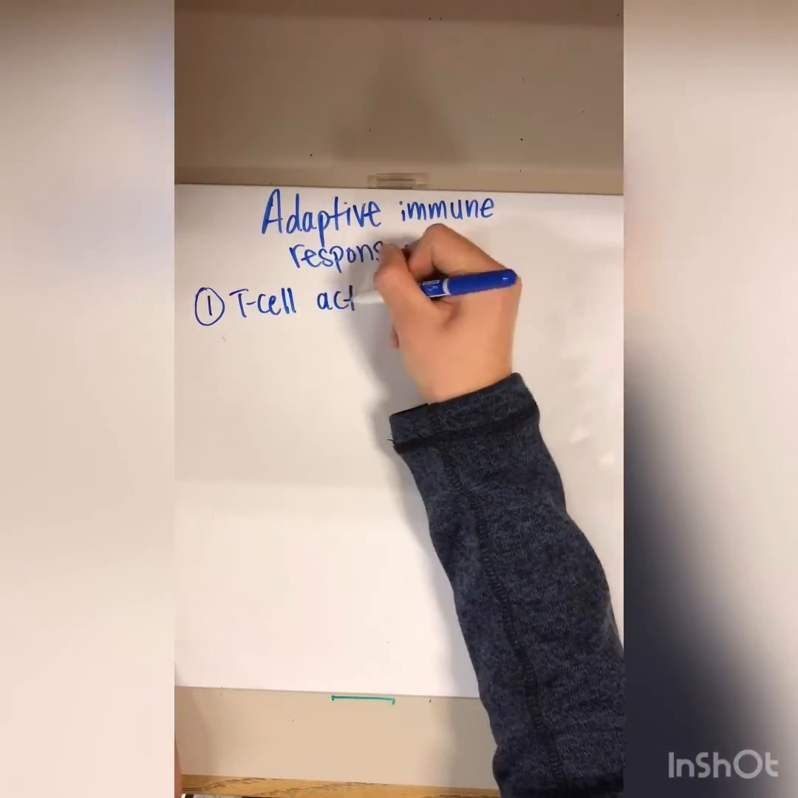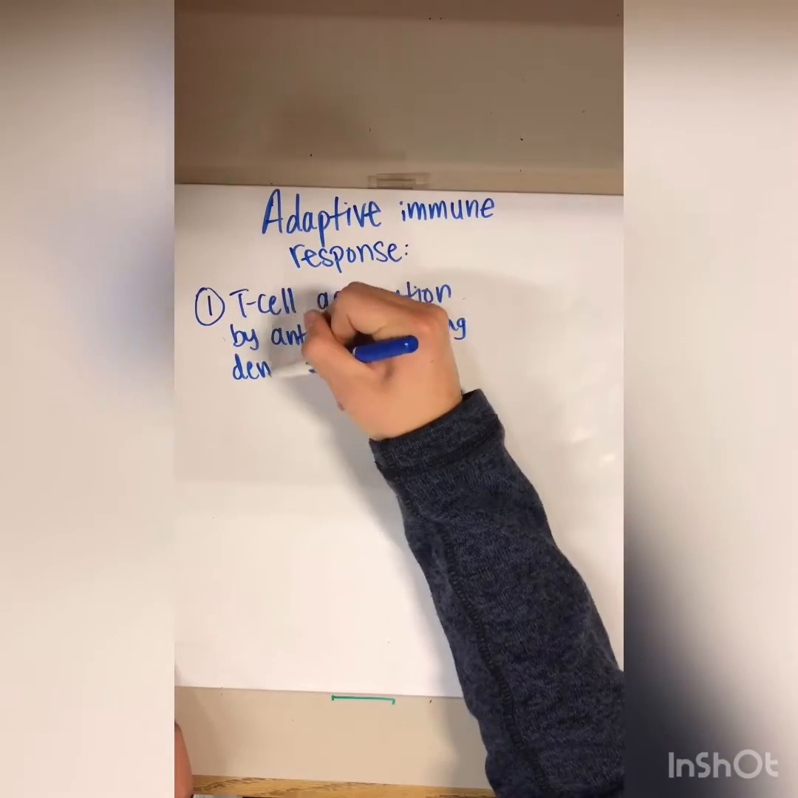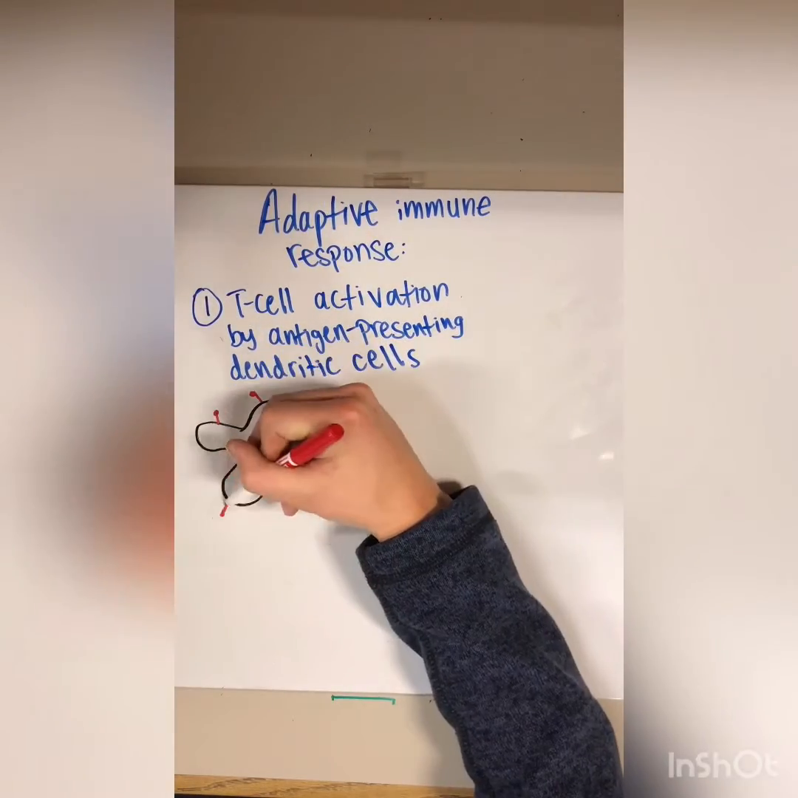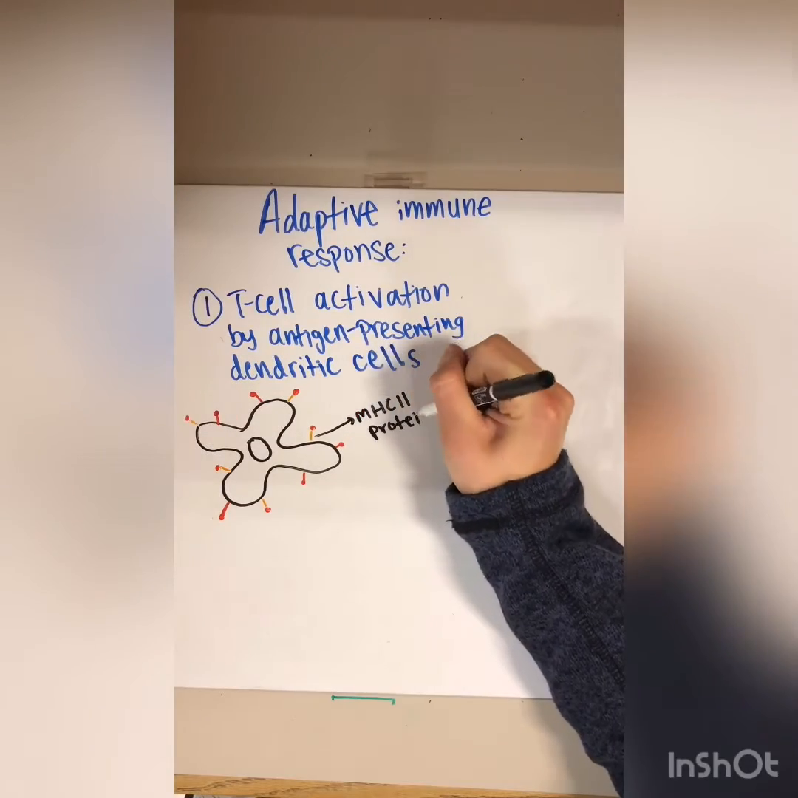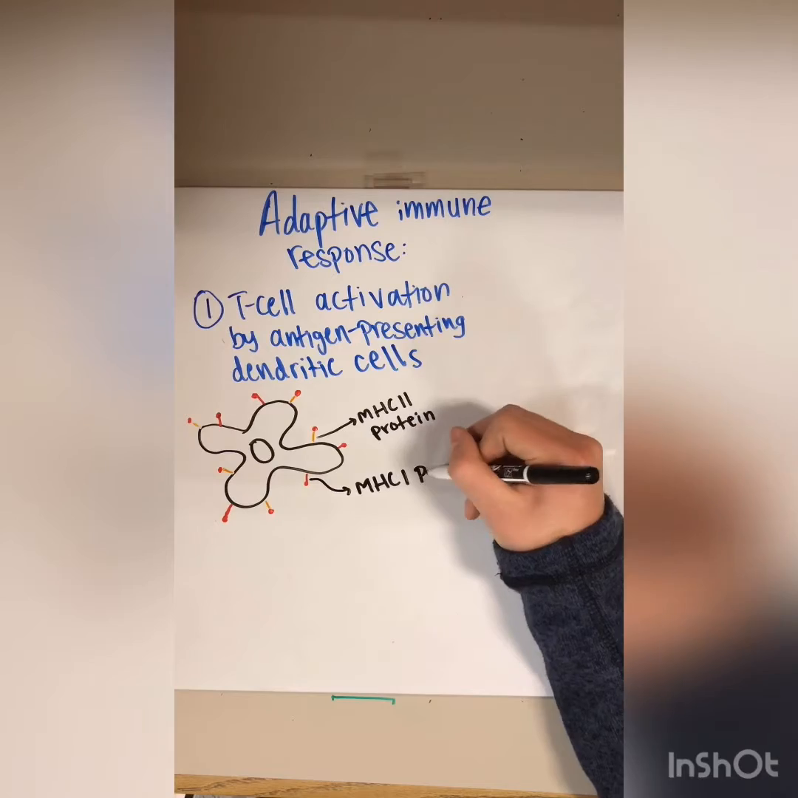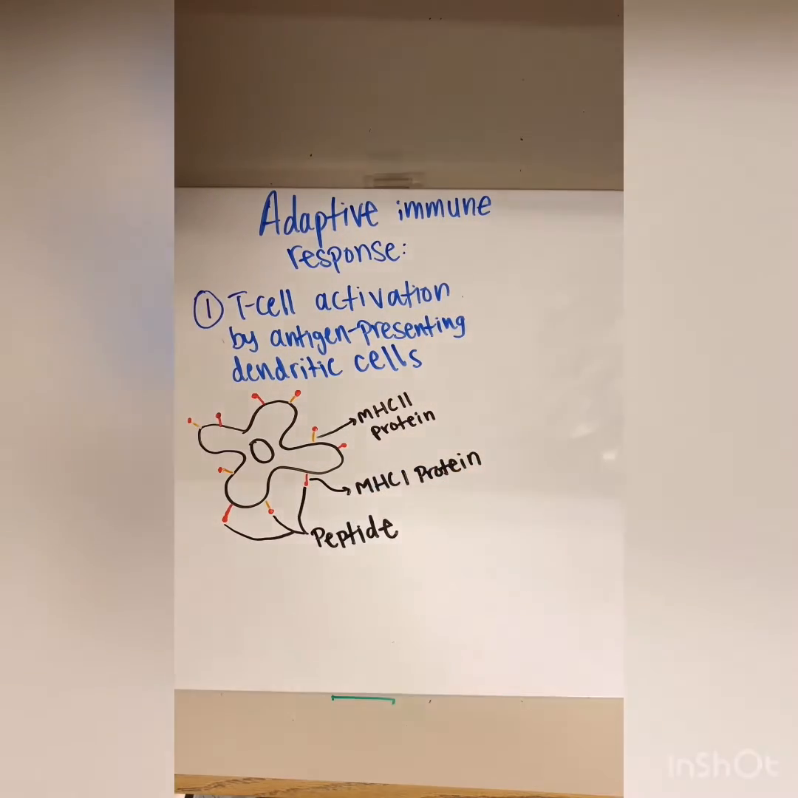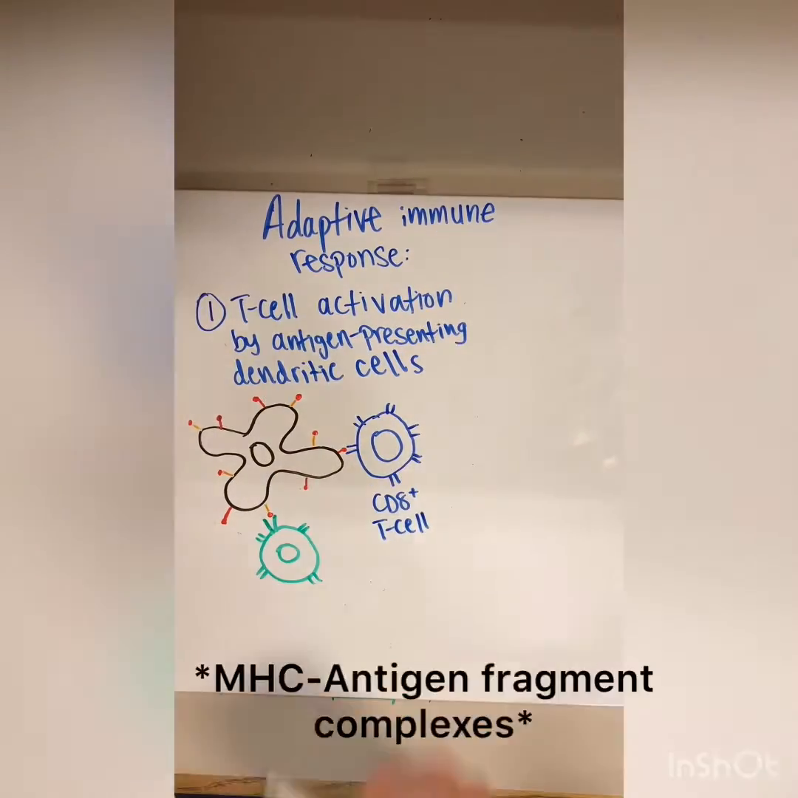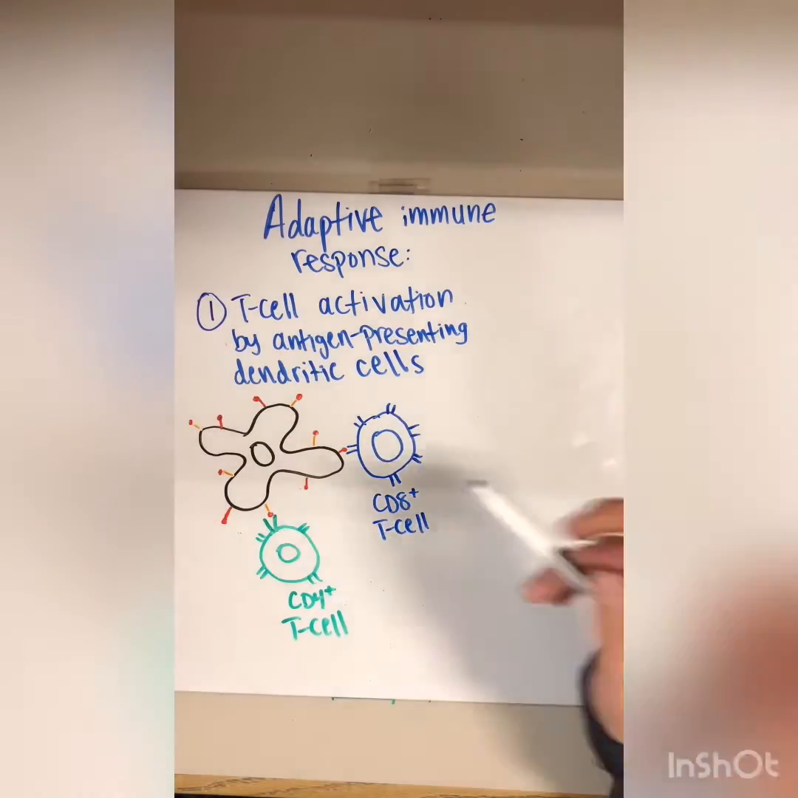So the first step of the adaptive immune response is T cell activation by antigen-presenting cells, such as the dendritic cell that I talked about a moment ago. Like I said, dendritic cells will engulf invading pathogens like the influenza virus, and present MHC2 and MHC1 proteins to T cells, and T cells will bind to specific MHC proteins. So the CD8 T cell binds to the MHC1, and CD4 binds to MHC2.